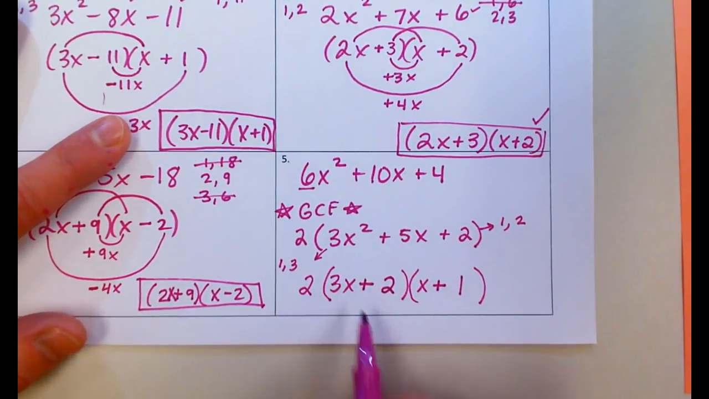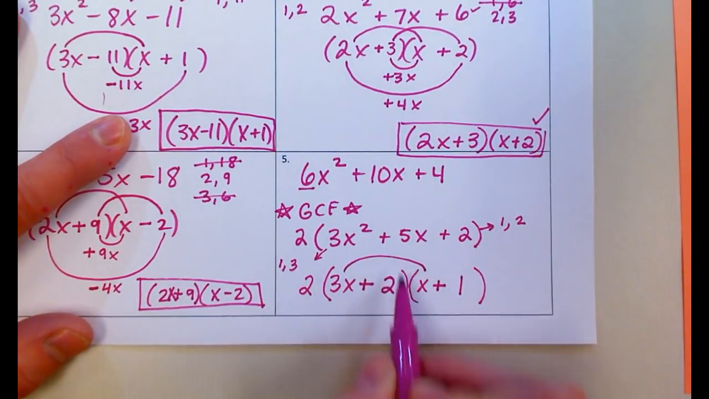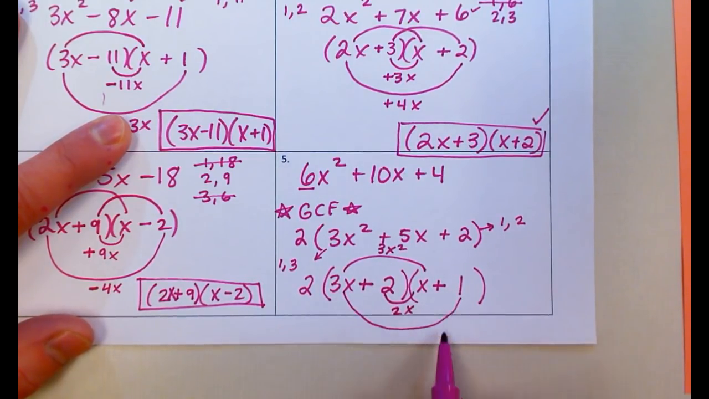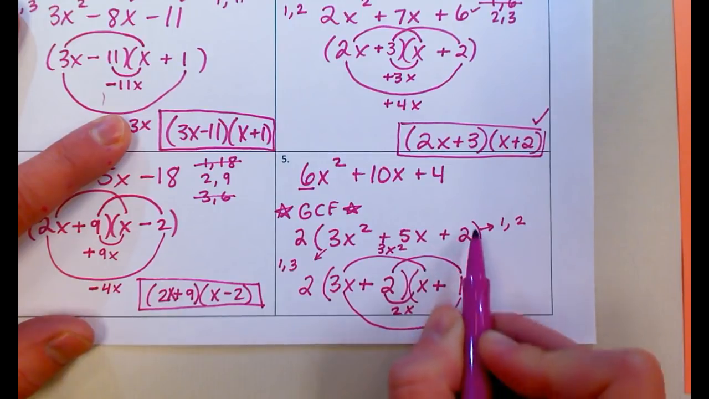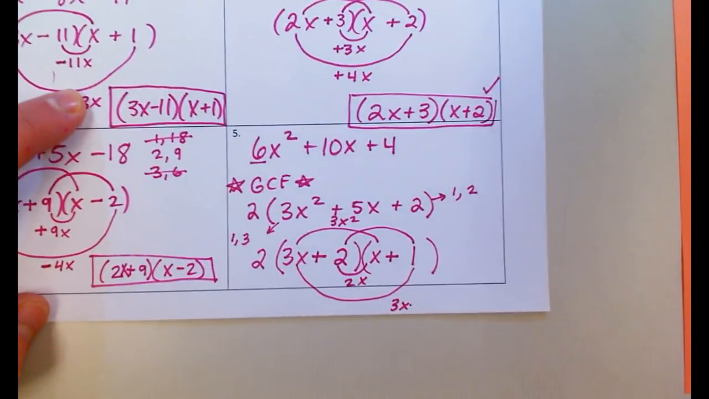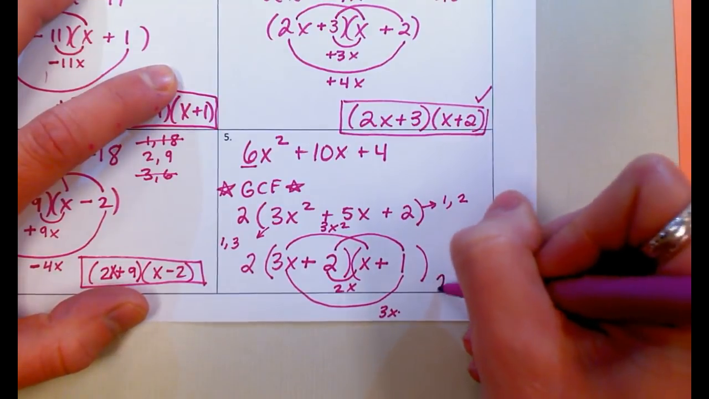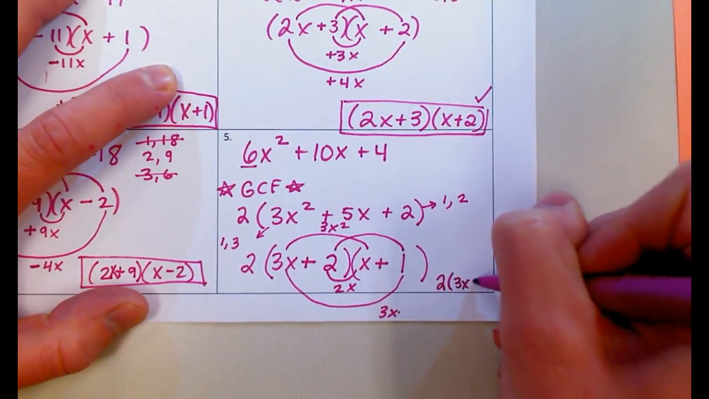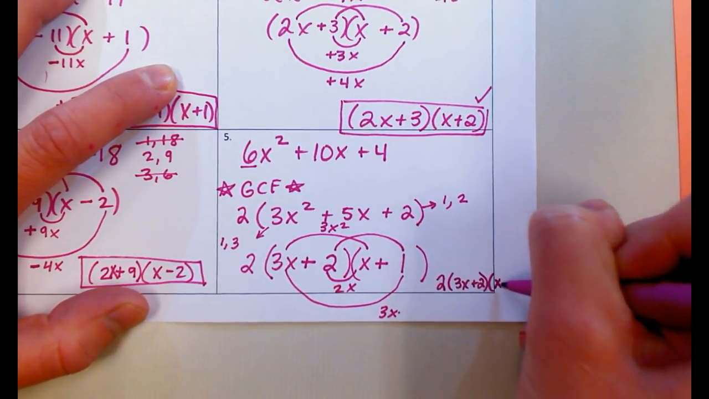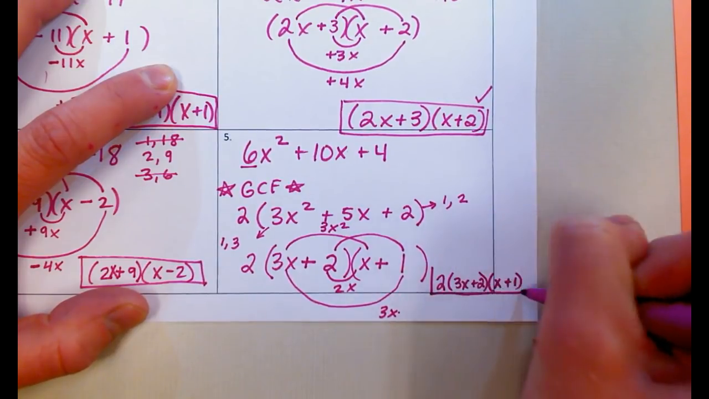So multiplying this out, I've got 3x times x is 3x squared. 2 times x is 2x. 3 times x is 3x, which makes my positive 5x in the center. And 2 times 1 is 2. So my full answer for this factored is 2 times 3x plus 2 times x plus 1.